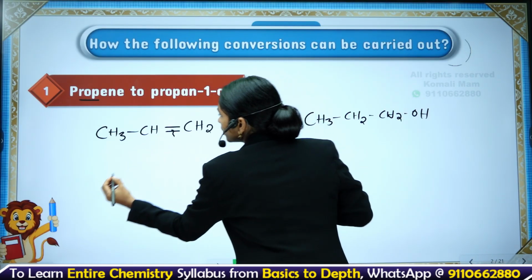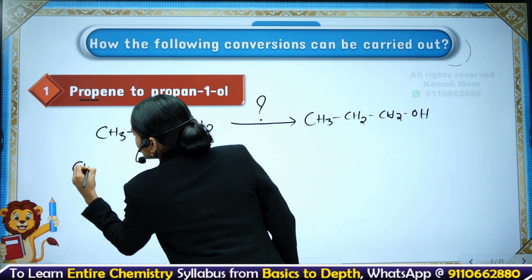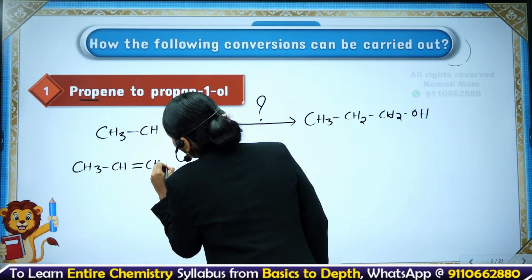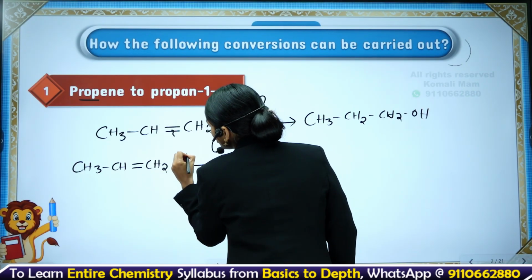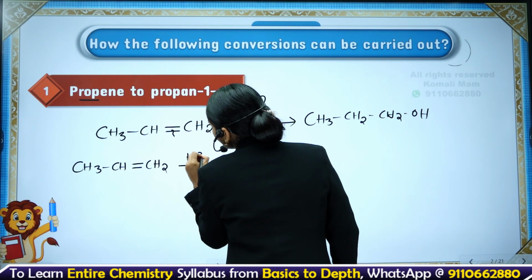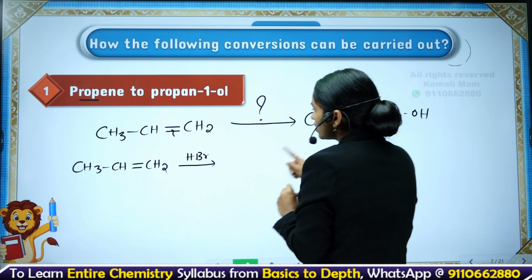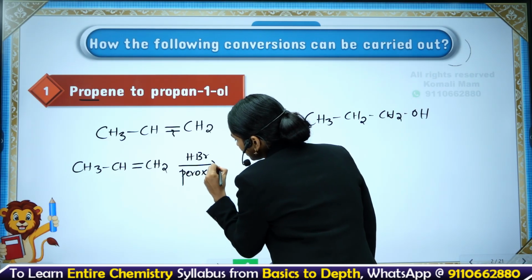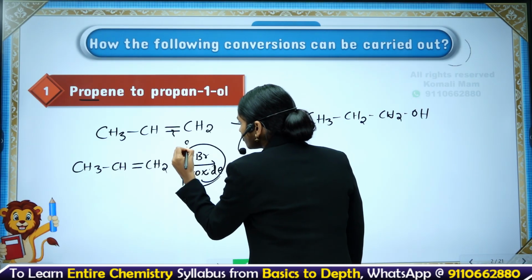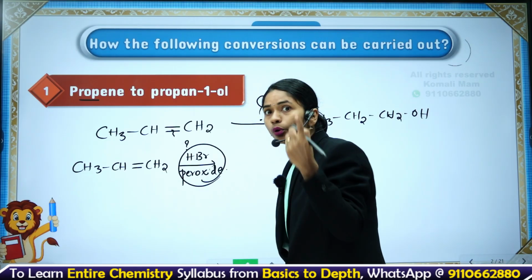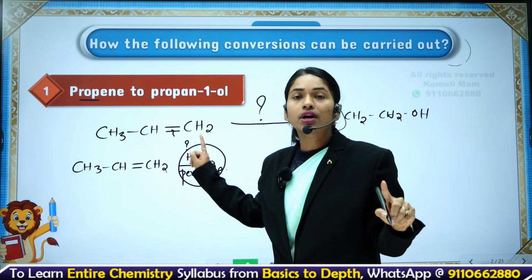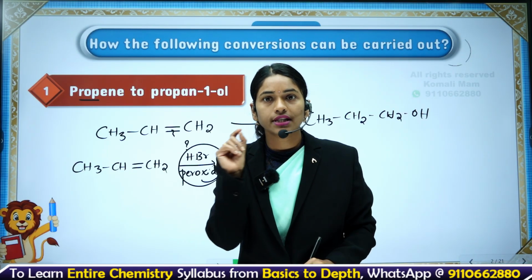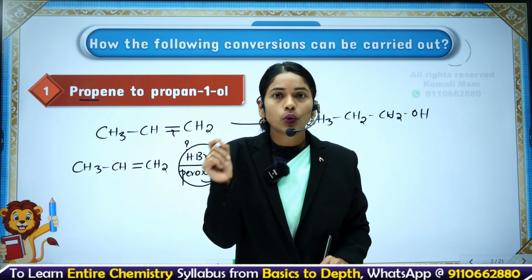For example, for this conversion, CH3CH double bond CH2, first I will add HBr to this. HBr I will add in the presence of peroxides. Immediately, when I write this reagent, you should know its function. Then only you will be able to do organic conversion. What is HBr and what is its function? HBr in presence of peroxides shows anti-Markovnikov's rule.